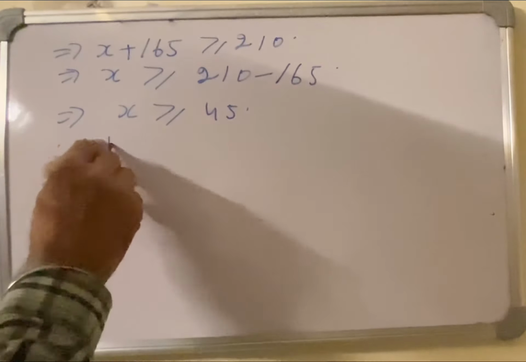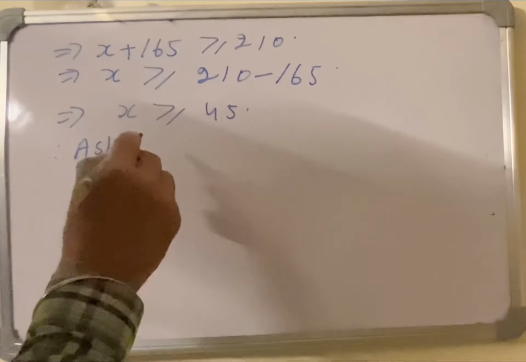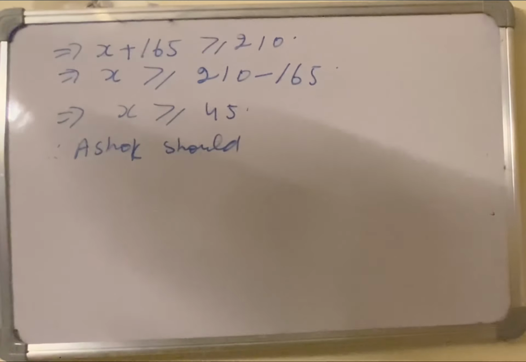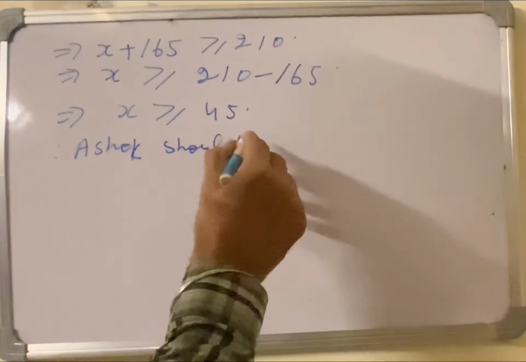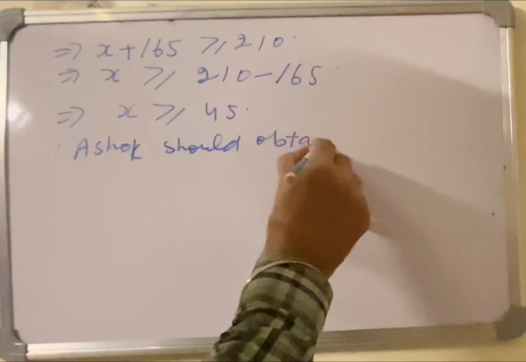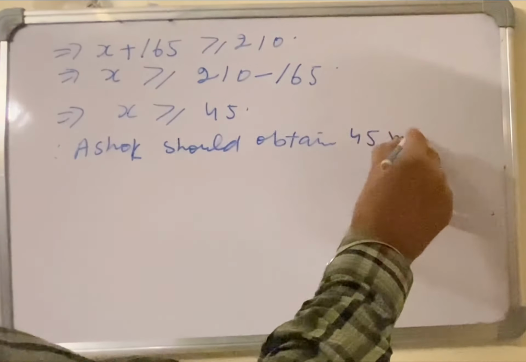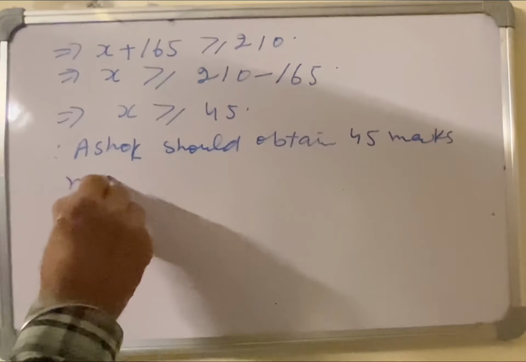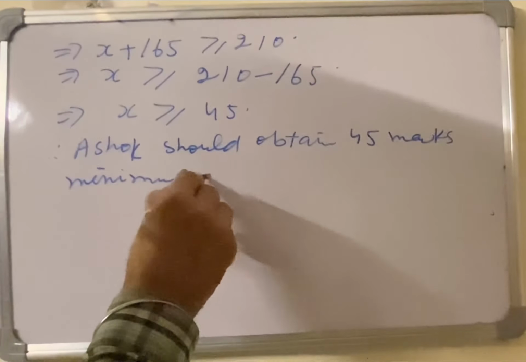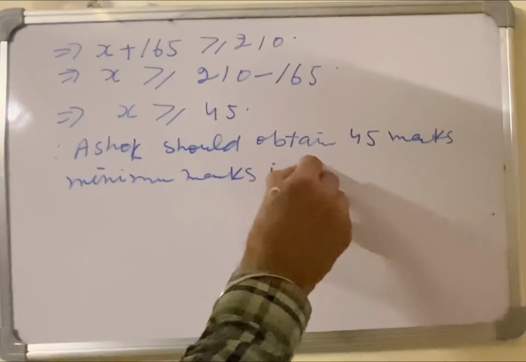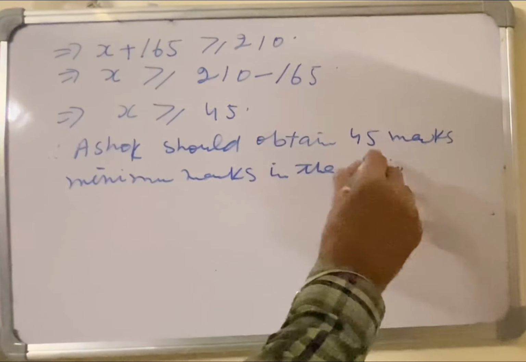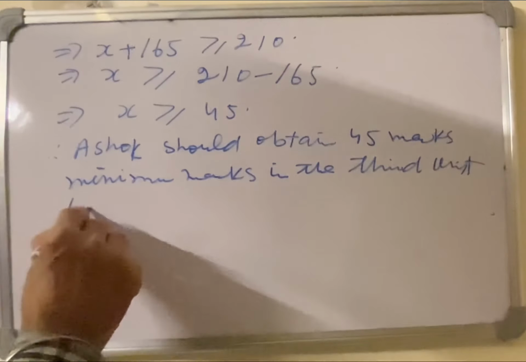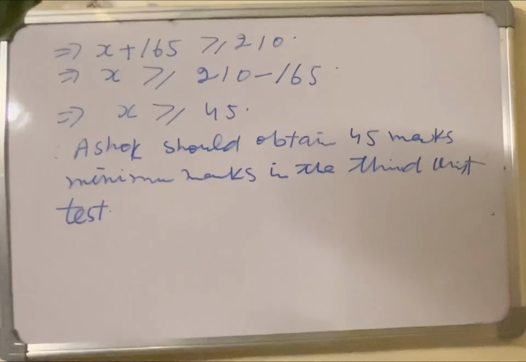Therefore, Ashok should obtain 45 minimum marks in the third unit test. Then we take the second question.